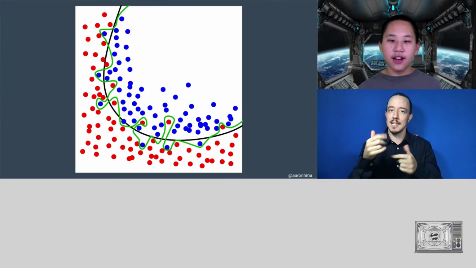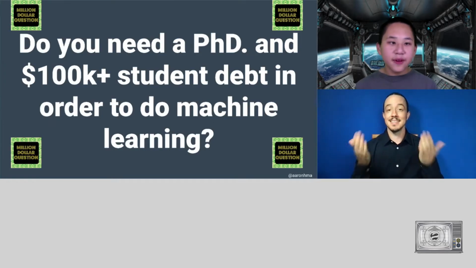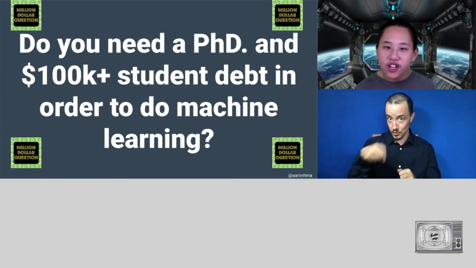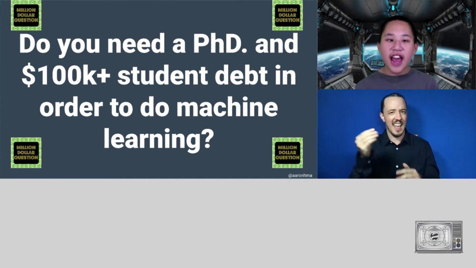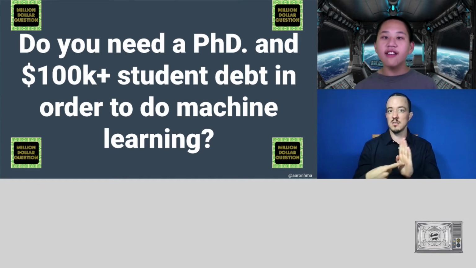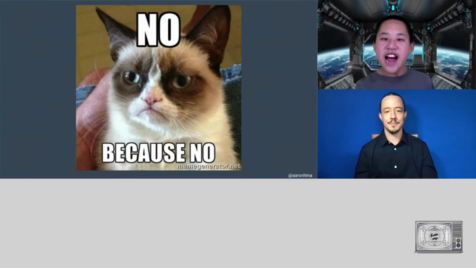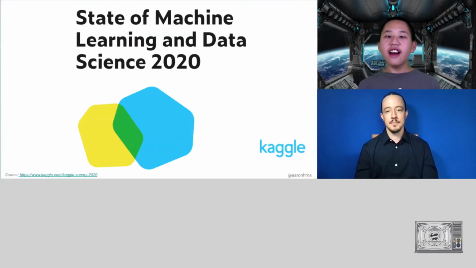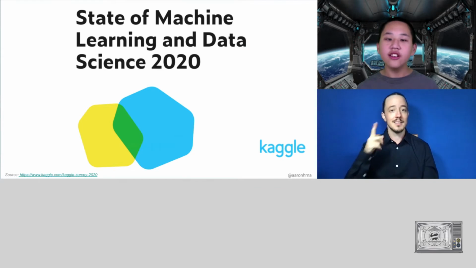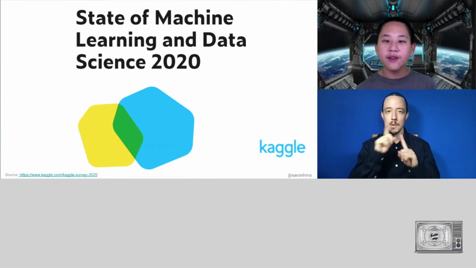Now it's time to answer the million-dollar question. Do you need a PhD and over $100,000 of student debt in order to do machine learning? No! Just check it out from Kaggle's State of Machine Learning and Data Science 2020 report.